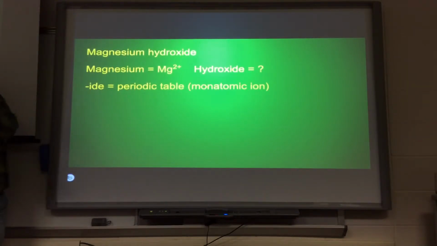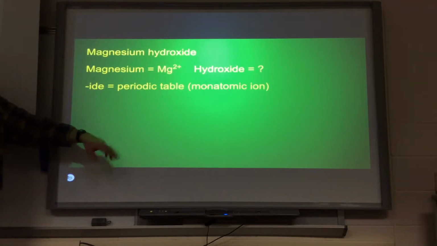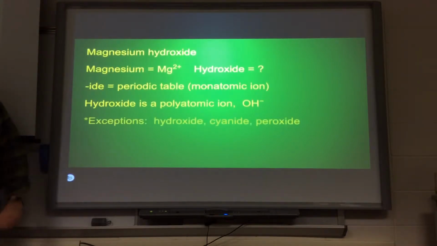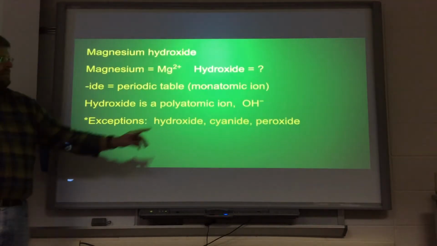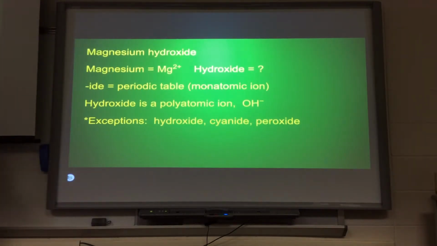So if you go through the periodic table and you don't find anything that looks like the name of it, you're probably going to have to take a look at your chart for your polyatomic ions, and it'll be on there. If it was a metal, we'd be frustrated because there's a lot of metals in there. So hydroxide is our polyatomic ion. It's OH with a minus charge. These are the three that we have that have "ide" endings. They're a little tricky. Hydroxide, cyanide, and peroxide. So don't go looking for those guys on the periodic table. You'll be in trouble.